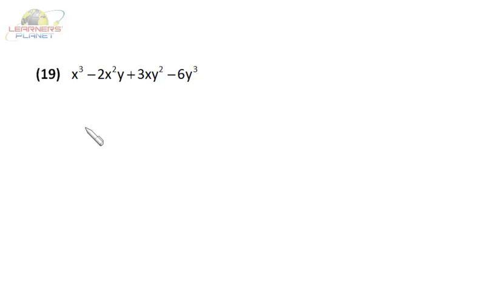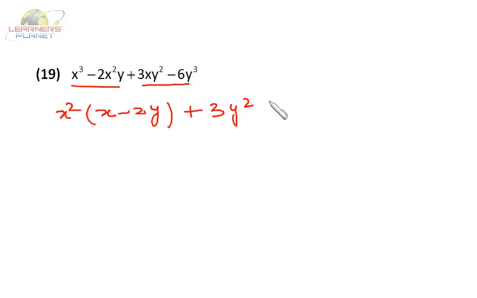Now let's try this sum. Let's group the terms like this. From these two, x square can be taken as common. Now x cube by x square will be getting x, and minus 2x square y by x square we will be getting 2y. Similarly, from this 3 can be taken as common, then y square can be taken as common.